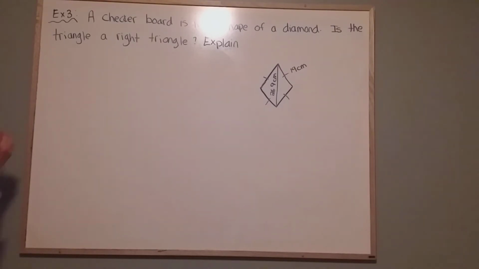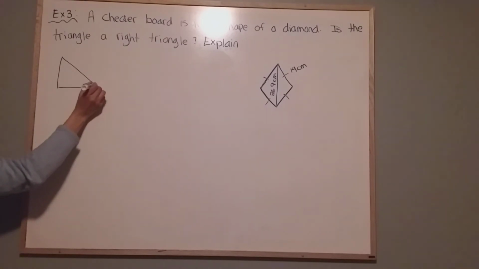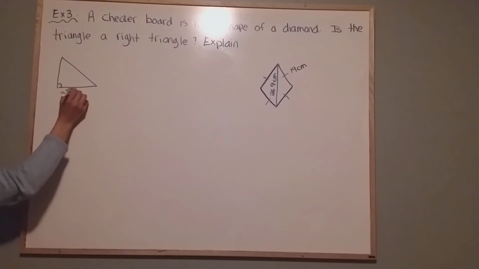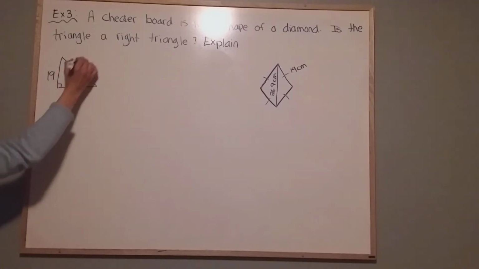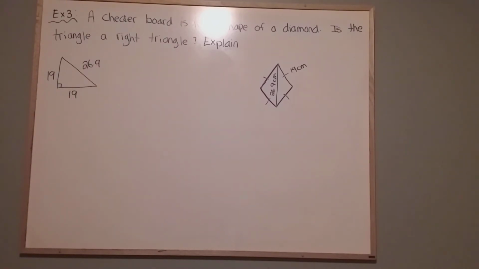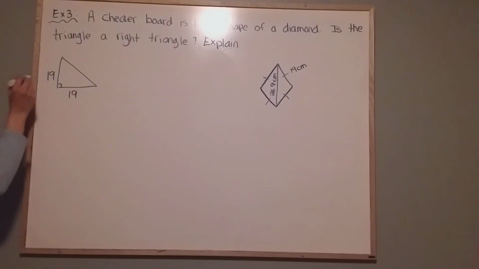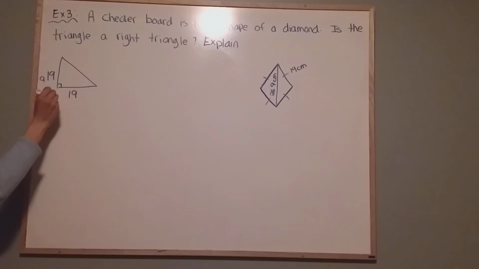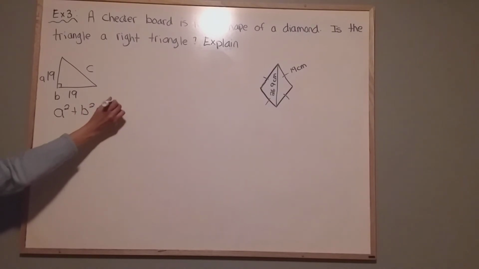So my first step is, let's draw our triangle. Right? Now this is 90. I know this is 19, which means this is 19, because all my sides are the same. The line cutting it across is my diagonal, and they're saying it's 26.9. Again, I'm going to pretend I don't know what that is, and that's what I'm going to calculate. I'm going to label this as my A, this as my B, and that as my C. I'm going to use A squared plus B squared equals C squared.